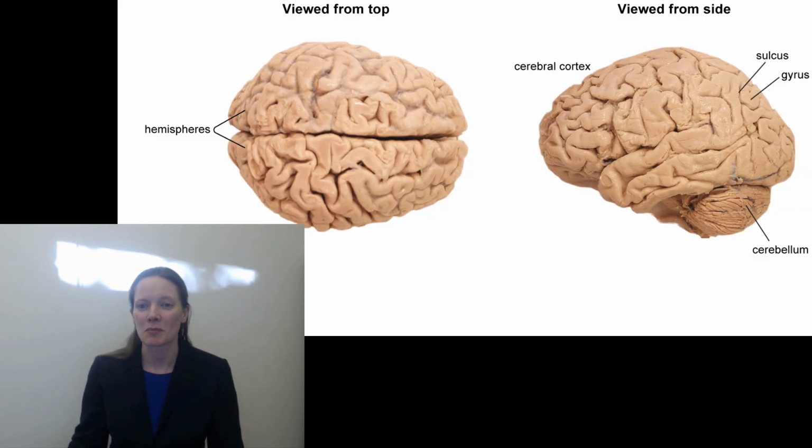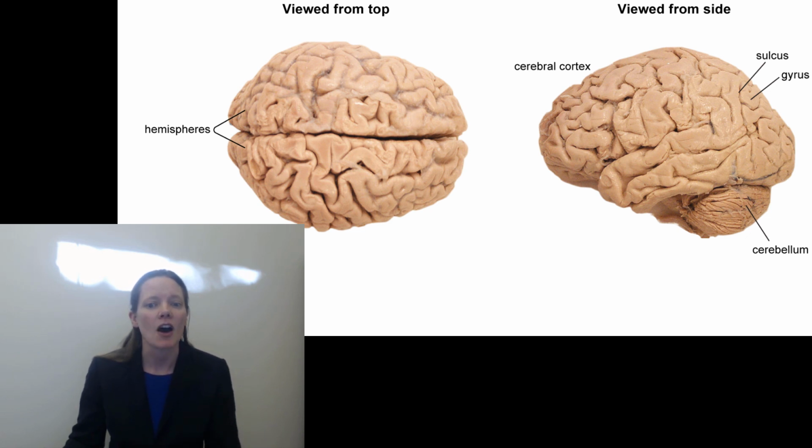Here's a picture of a human brain from the top and from the side. It weighs about 3 pounds and contains approximately 100 billion neurons with an average of 7,000 synapses per neuron. You can see it's divided into two mostly symmetrical halves, which are called hemispheres. There are also grooves or folds called sulci, and each bump between the grooves is called a gyrus.